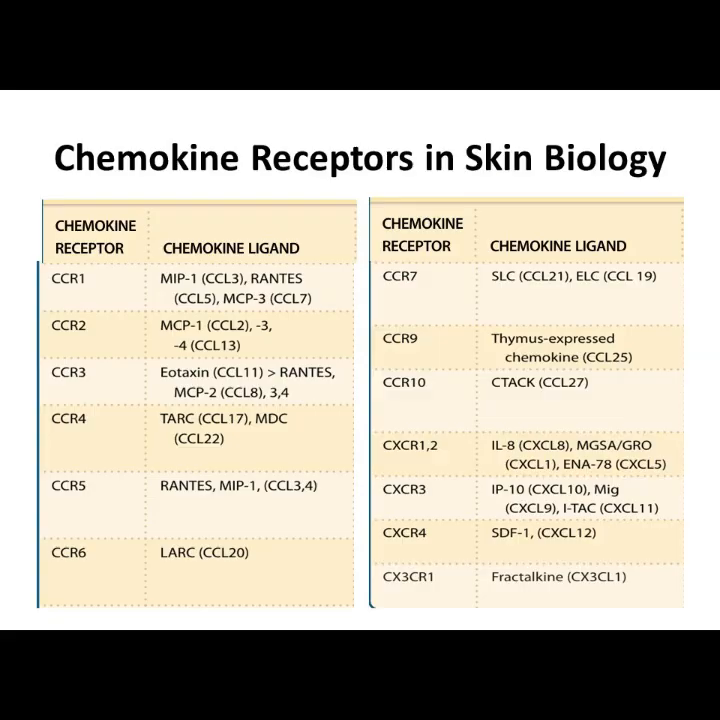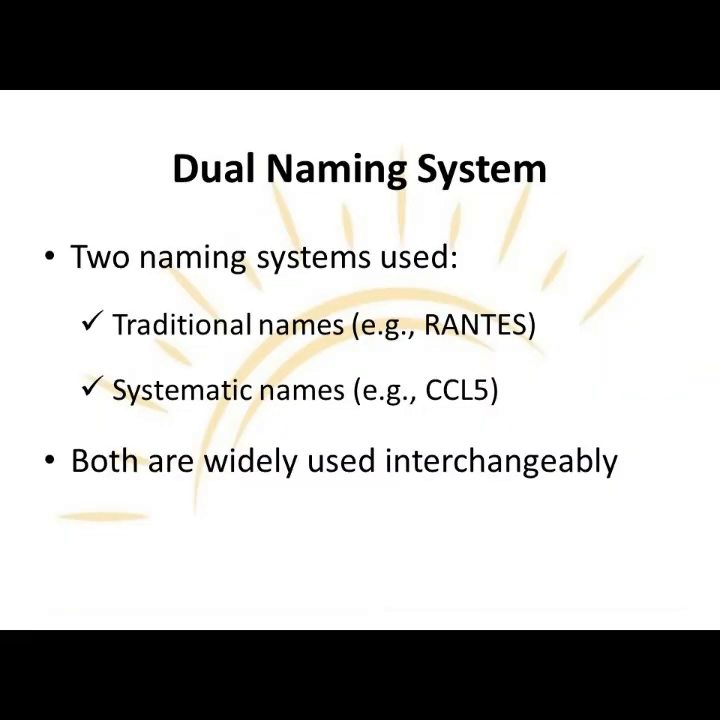This shows chemokine receptors in skin biology. In CC chemokines, the ligands are MIP, macrophage inflammatory protein 1, CCL3, RANTES, regulated upon activation, normal T cell expressed and secreted, CCL5, MCP, monocyte chemoattractant protein 3, CCL7, etc. Dual naming system. 2 naming systems are used: traditional names, e.g. RANTES, and systematic names, e.g. CCL5. Both are widely used interchangeably.